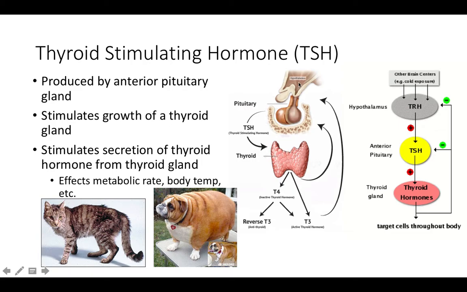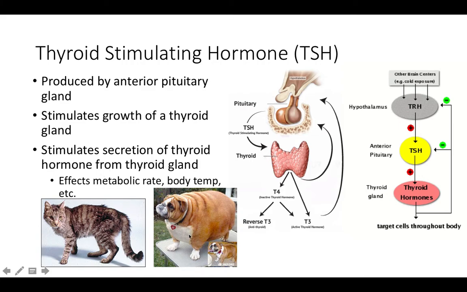Okay, so the hypothalamus releases TRH, which is its own hormone. It's going to target the anterior pituitary gland. As a result, the anterior pituitary gland will release thyroid stimulating hormone. Okay, and so that thyroid stimulating hormone is going to target the thyroid and cause the thyroid to produce thyroid hormone. And thyroid hormone is really important in terms of metabolic rate.